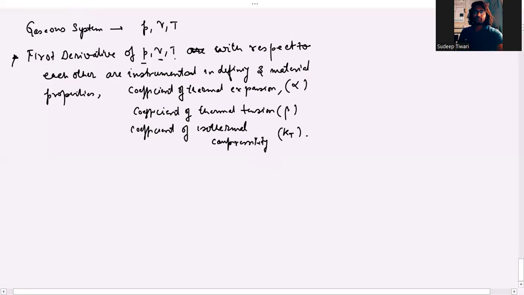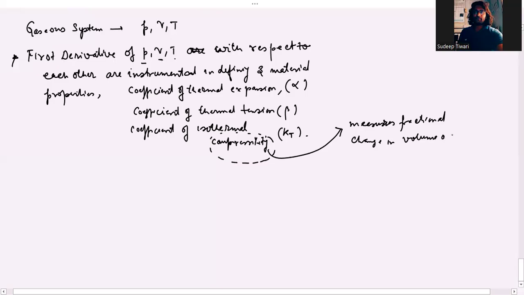For instance, I'm just defining one of them. You know this already from your high school physics, so I'm not writing it as much. Compressibility measures the fractional change in volume of gas due to increase in pressure. Obviously, if I'm increasing the pressure, volume would be decreasing. So I write it as dV upon dP, and then I write a negative sign also.